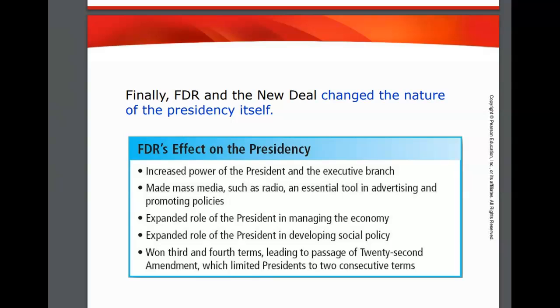And because of that, eventually, that would lead to the passage of the 22nd Amendment, which limits the president to serve two consecutive terms. Okay? So you can say that it was because of his popularity and his coalition, right, that kept voting him into office. That caused a major change as well. It caused an amendment that was eventually added to the Constitution.